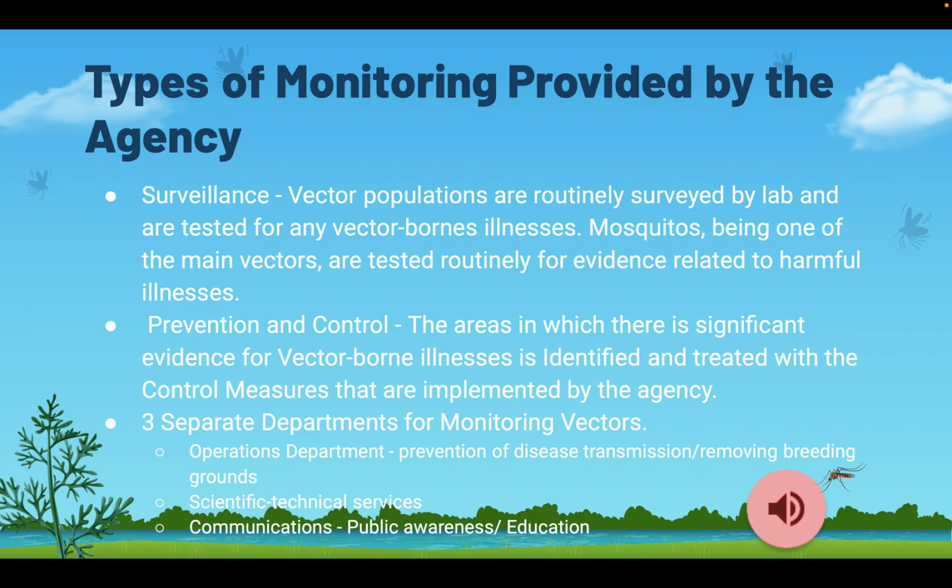And lastly, the third department is the communications department, which promotes public awareness and DIY strategies. Essentially, they educate the public on possible strategies on how they can remove any breeding grounds for mosquitoes at home, and also educate the public about the severity of vector-borne illnesses and how they can possibly mitigate them or remove any possible breeding grounds.